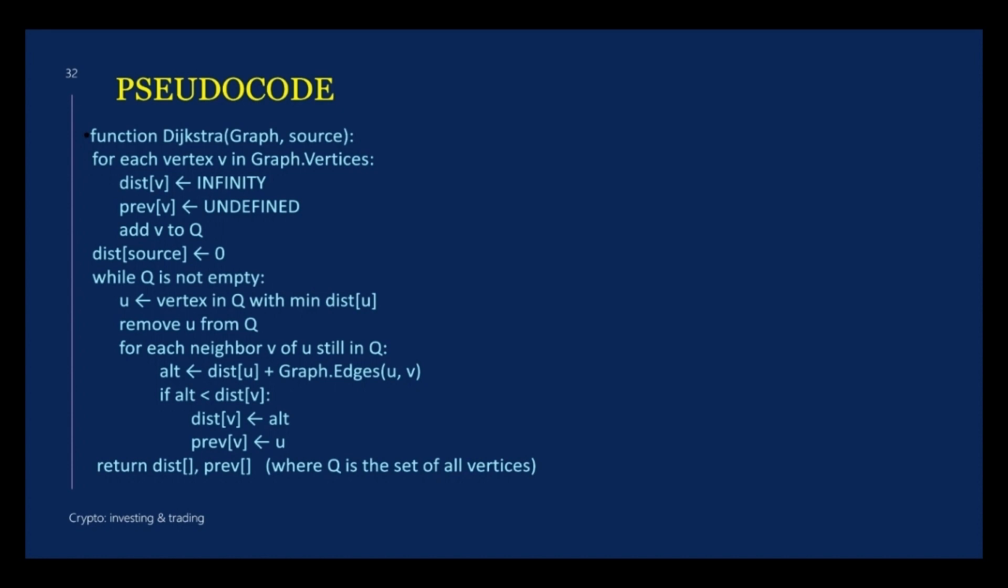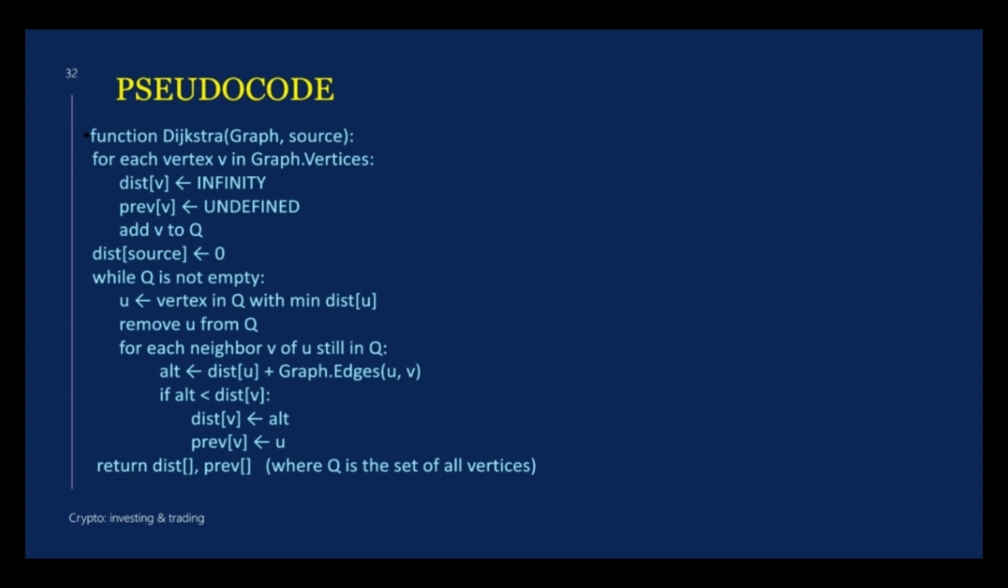Okay, now we initialize the distance of source to 0. While Q is not empty, U is the vertex in Q with minimum distance. Initially, it is nothing but the source. We remove this U from Q and we find all the neighbors of this particular vertex with the least cost.